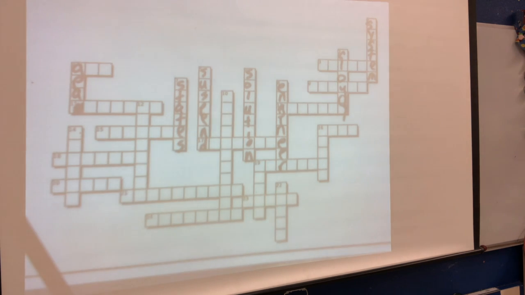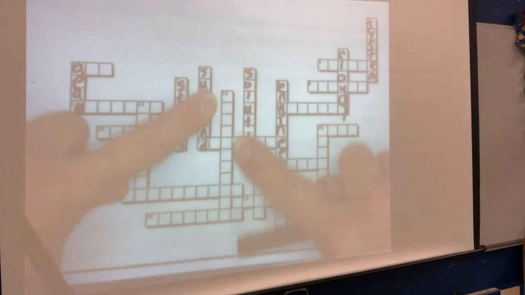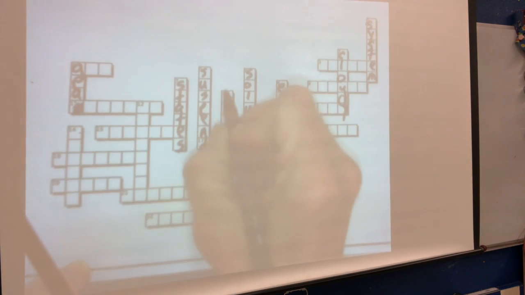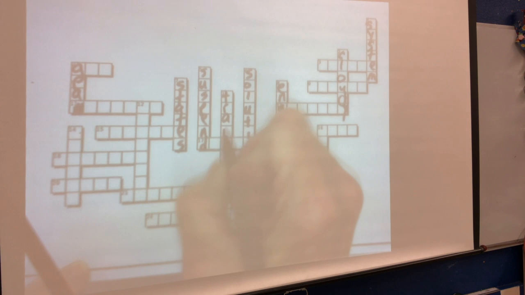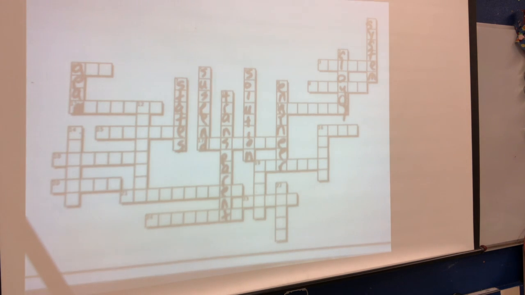Okay. Number 10. Something that is clear. It's a very long word. Something that is clear is transparent. Transparent.